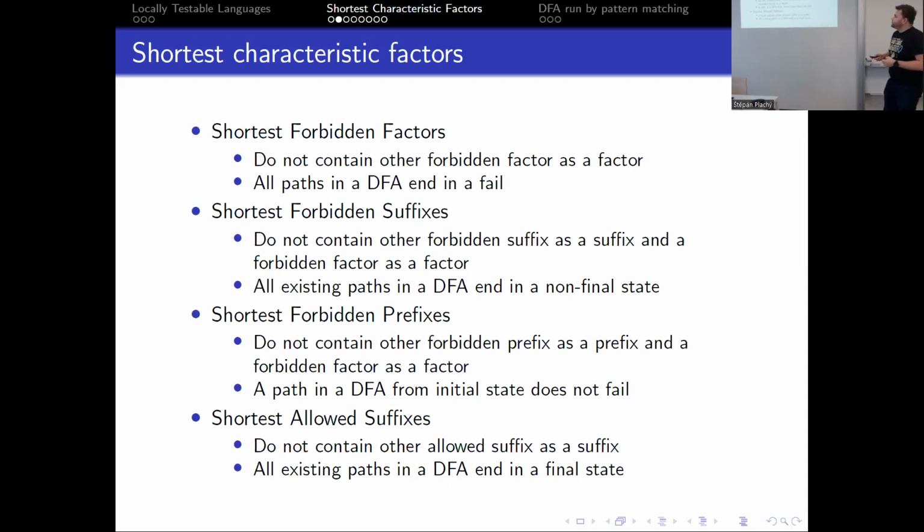When it comes to the forbidden prefixes, again, it should not contain another forbidden prefix as its prefix, and also should not contain any forbidden factors. And there, in the automaton, we are interested only in the path from the initial state. So from the initial state, the path should fail. And lastly, the shortest allowed suffixes. It's very similar to the case of the forbidden suffixes. Only in this case, the automaton should always reach the final state whenever we read such a string.